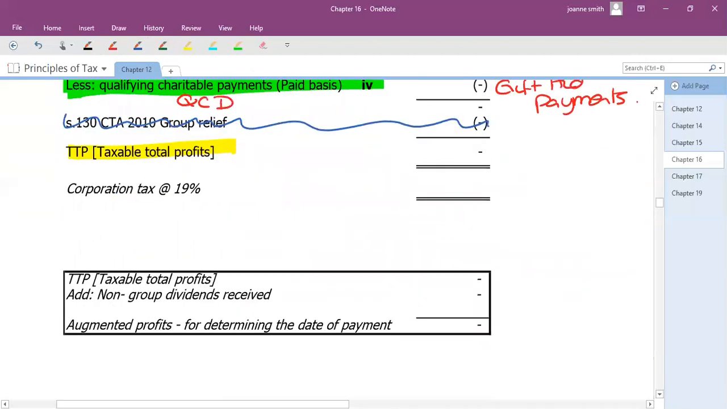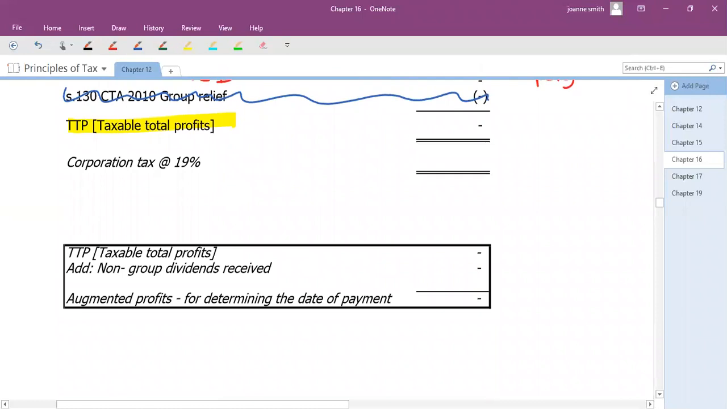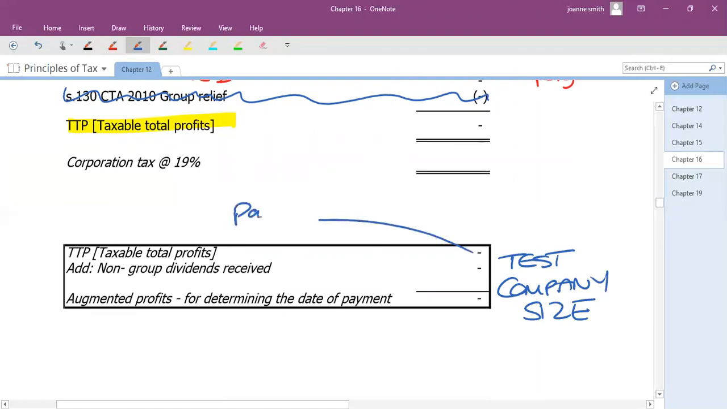Now we've got something in a little box down here, and I'm going to write next to this: you use this to test the company size. Now there is a whole section on this much later in the chapter, but basically your total taxable profit is what you pay tax on. So that's what we had up here, this TTP. So that's what you pay tax on.